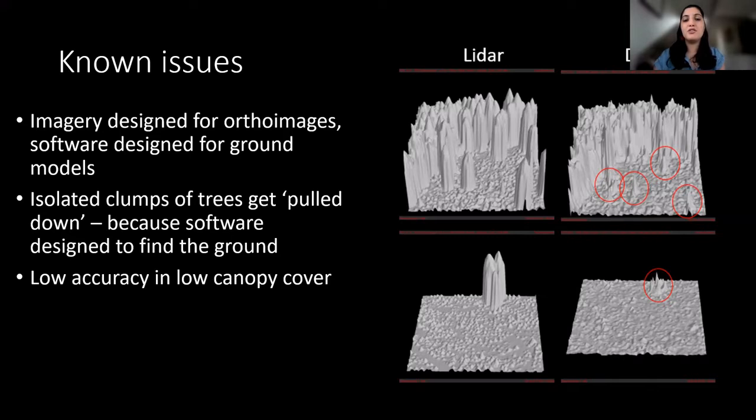In this case, like in the lower right-hand corner, if there's not a lot of canopy cover and you've got this isolated clump of trees, that height is going to get pulled down. This is just something that we can't really do anything about, but it's good to know that in low canopy cover areas, it's not doing as well.